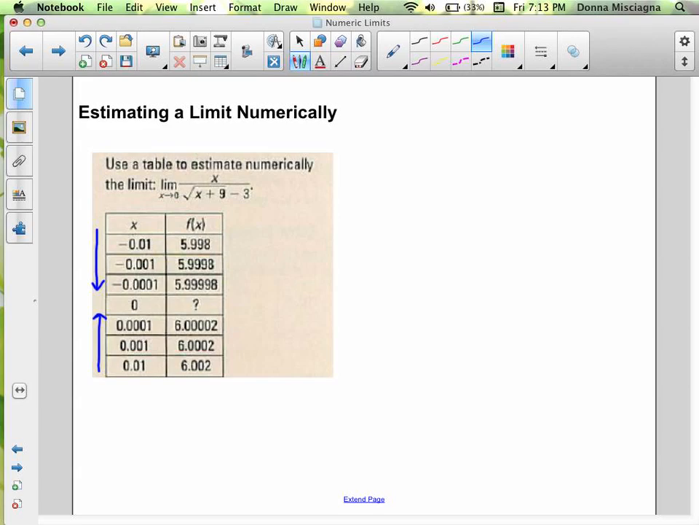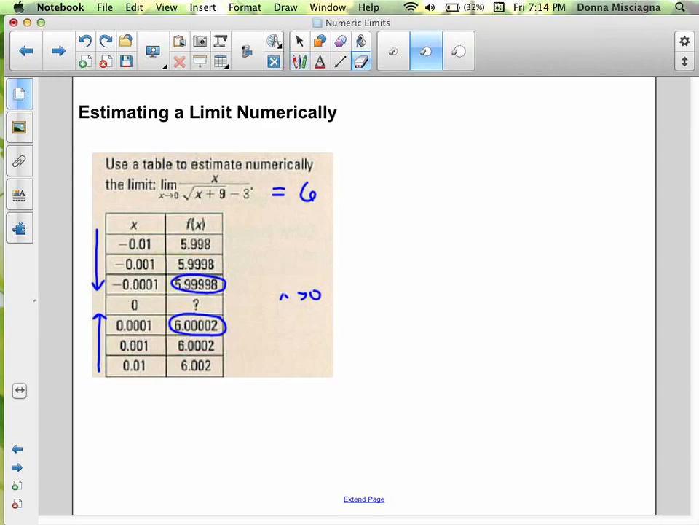Well, it looks like from the left-hand side, we're approaching 6. So as we're looking here from the left-hand side, it looks like we're approaching 6. From the right-hand side, it looks like we're approaching 6. So that means the limit as x approaches 0 of our function, x divided by the square root of x plus 9 minus 3, is going to be equal to 6. So our limit exists because the limit as x approaches 0 of our function from the left-hand side.